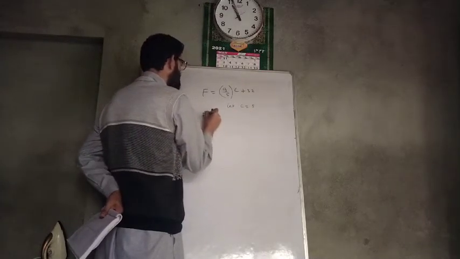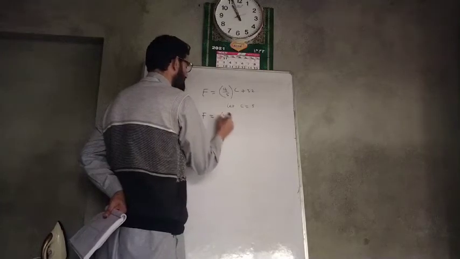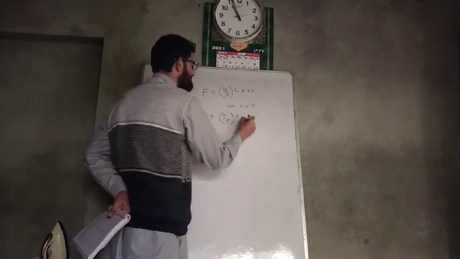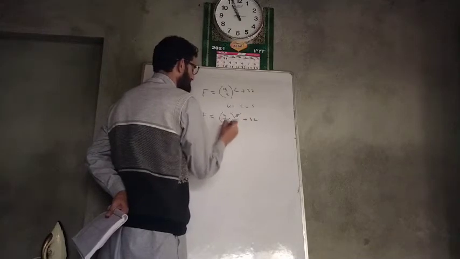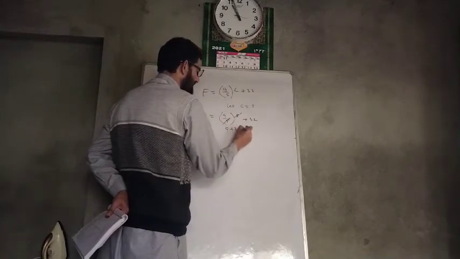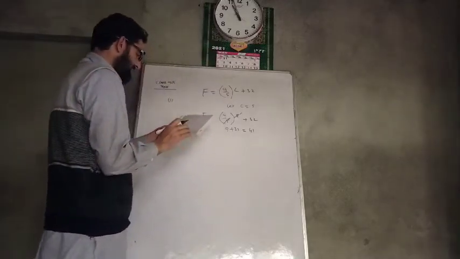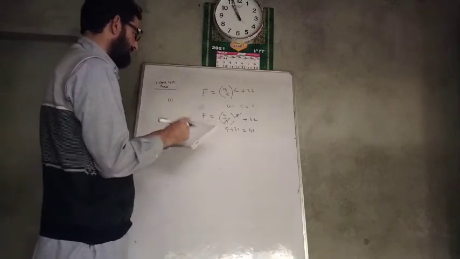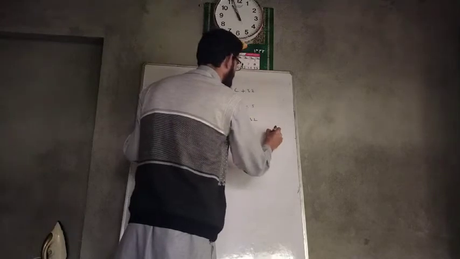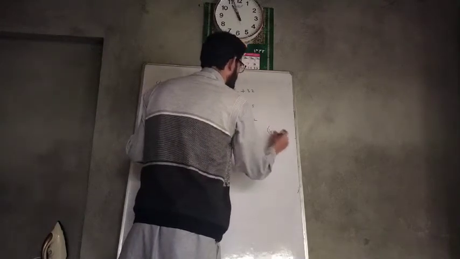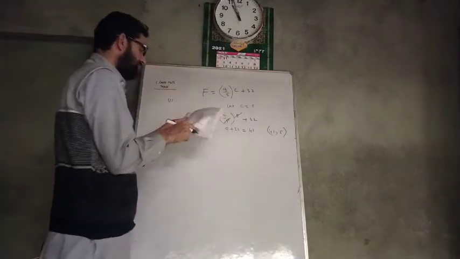So F is equivalent to 9 divided by 5 into C, C is again 5, plus 32. 5 and 5 cancel, we are left with 9 plus 32. This is 41. So F is 41 when C is 5, so 41 and 5. This is the first value.